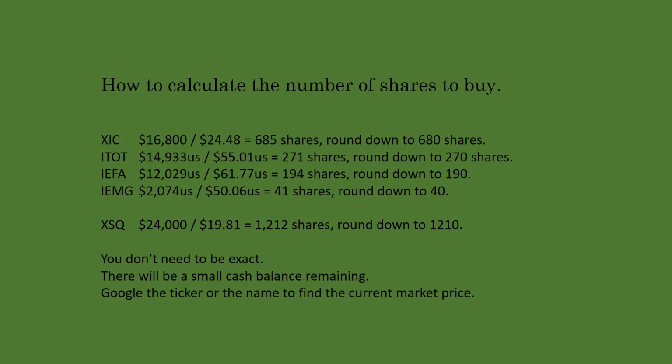You don't need to be exact. It's better to round down than round up. You don't want to run out of money to buy these. There will likely be a small cash balance remaining. As a result, that's fine. Let the cash sit there. And again, you can Google the ticker to get the current market price.